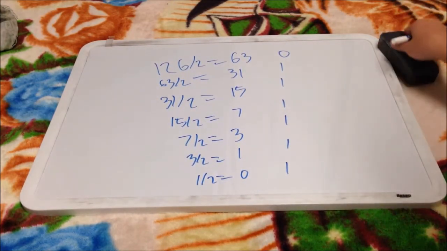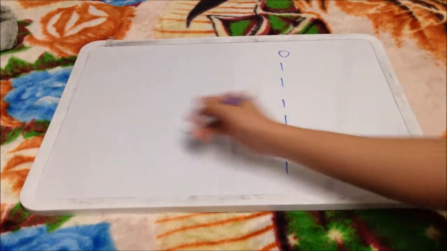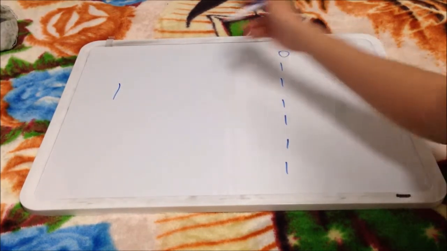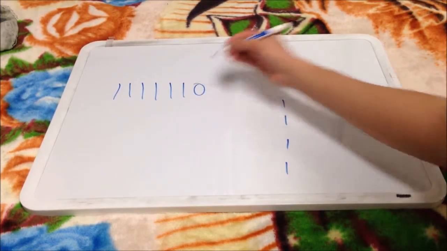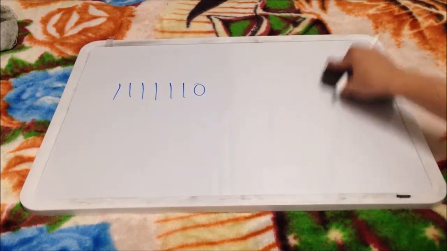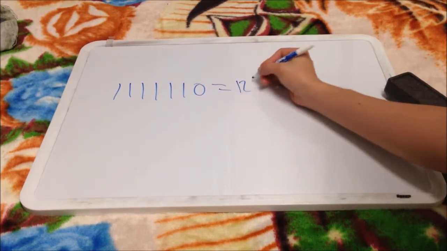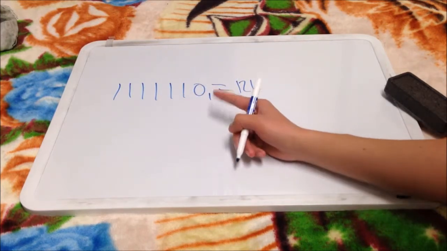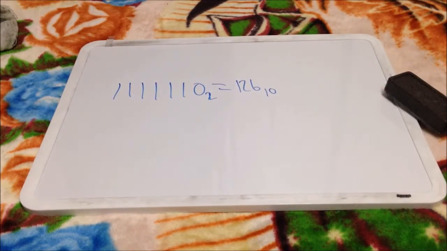And if you take the remainders in reverse order, the number you'll get is, let me count this first: 1, 2, 3, 4, 5, 6. 6 ones and 1 zero. 1, 1, 1, 1, 1, 1, 0. And that's equivalent to the number we wanted to get, which was 126. So 1111110 in base 2 is equivalent to 126 in base 10, which is the decimal system that we already know.